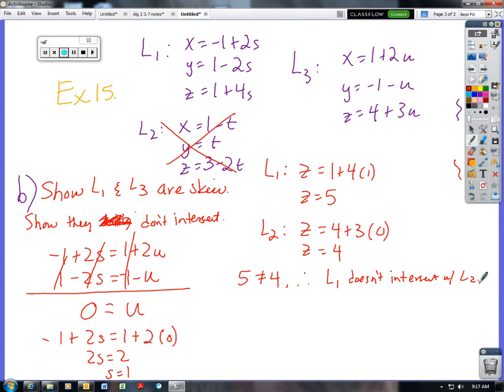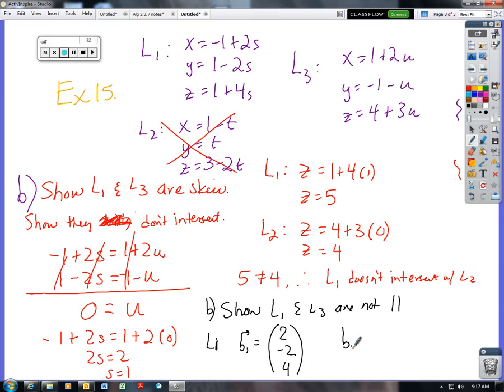So we could probably do that right here. Let's see if we can do that. Now we need to go to black. Part B, kind of. Show L1 and L3 are not parallel. And we can look at their direction vectors. So for L1, the direction vector is 2, negative 2, 4. And then for L2, the direction vector is 2, negative 1, 3.